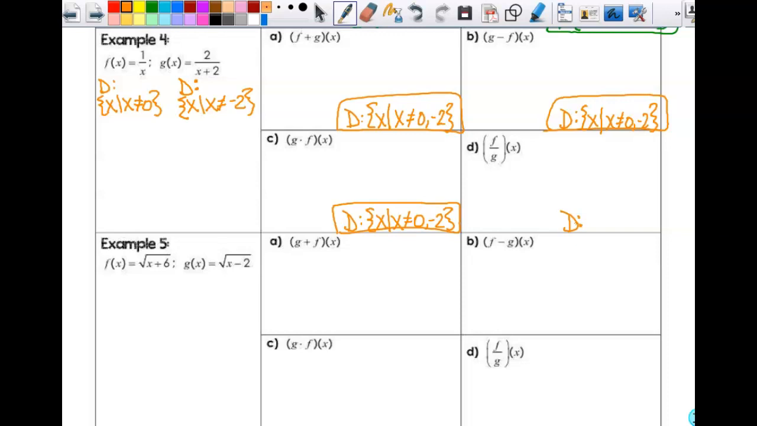Okay, everybody with me so far? So we are going to go through all 4 of these so that we make sure that we actually know how to handle fractions correctly.